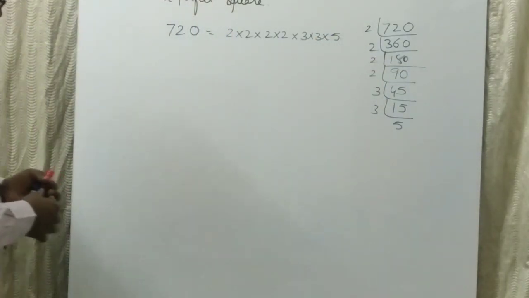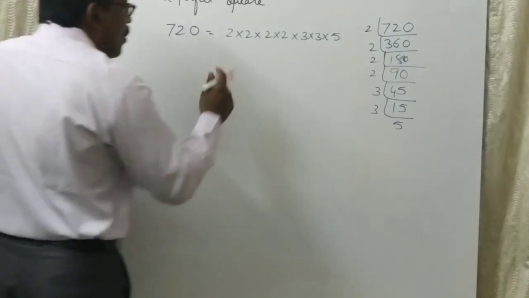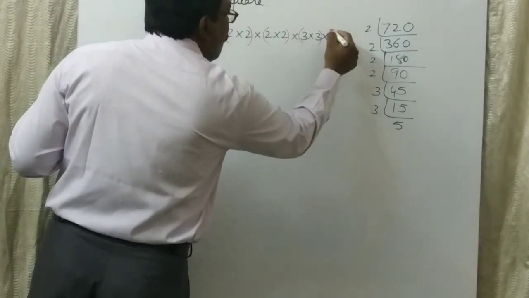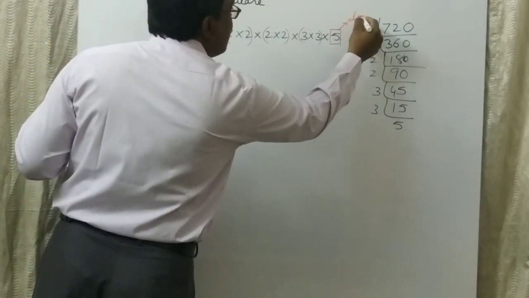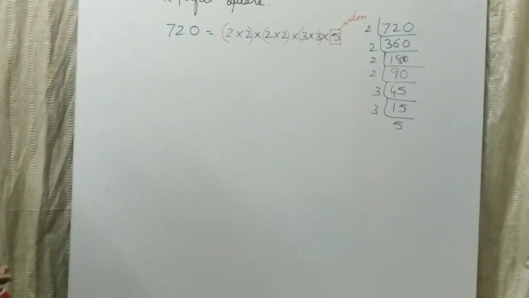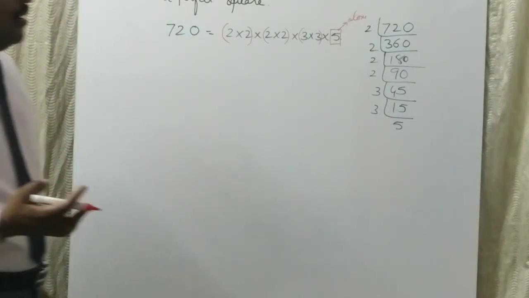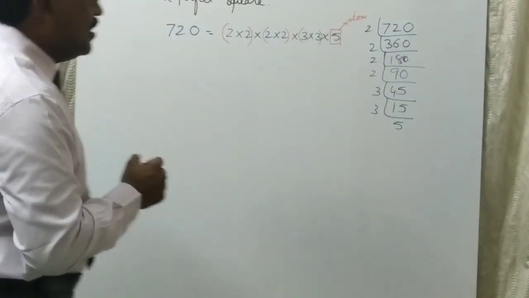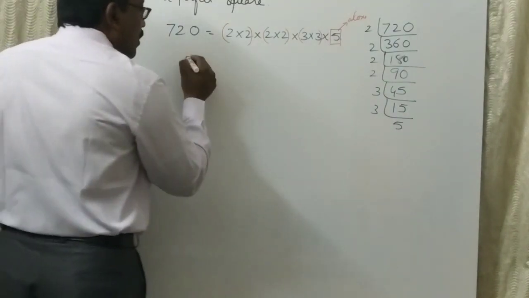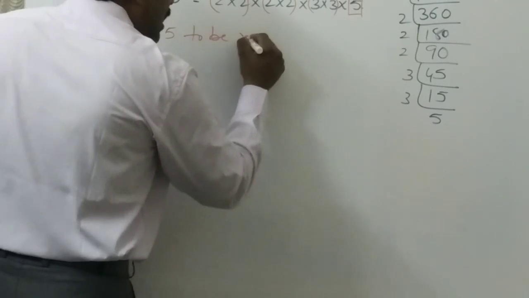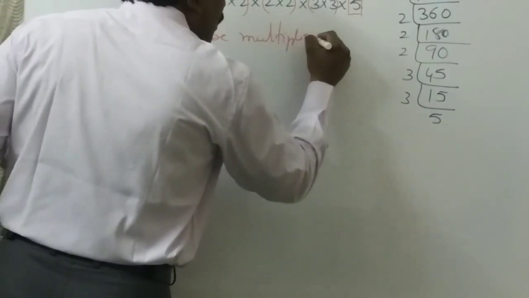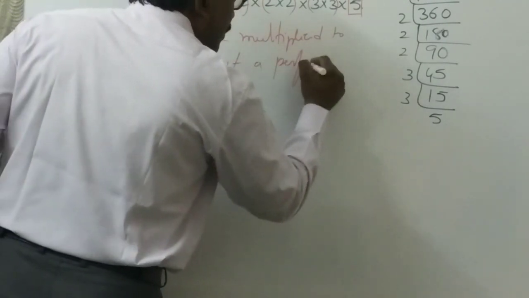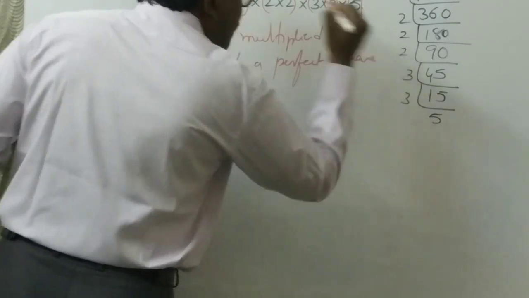Now the prime factorization of 720 is 2 into 2, 2 into 2, I am pairing, and 3 into 3, and 5 is alone. So when it is a perfect square, each number should be repeated twice, but 5 is repeated only once. Therefore, 5 should be multiplied to make it a perfect square.